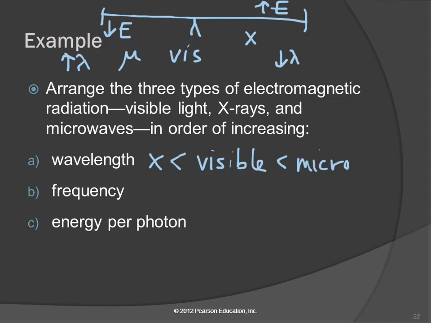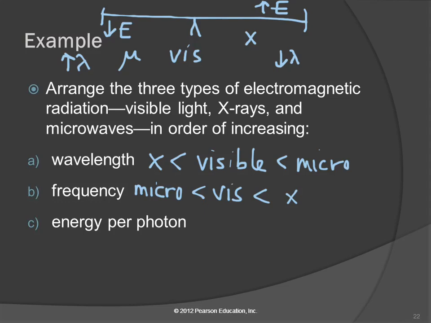How about frequency? The frequency is going to go in the opposite direction because a short wavelength has a high frequency. It's going to go past you. You're going to see more peaks in a second. So to do frequency, we just flip this around. The microwaves are the lower frequency, and the visible's in the middle, and the X-rays are higher frequency.